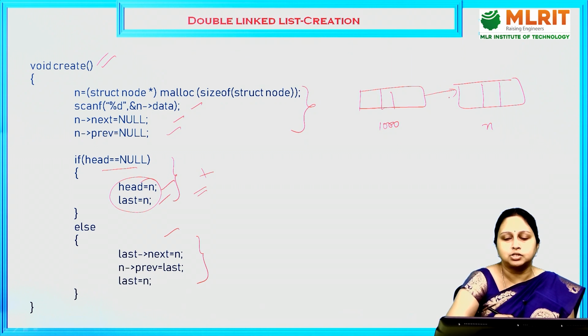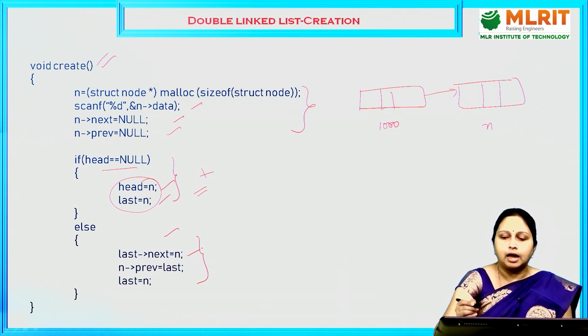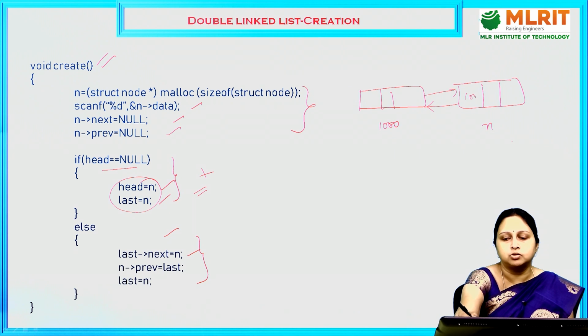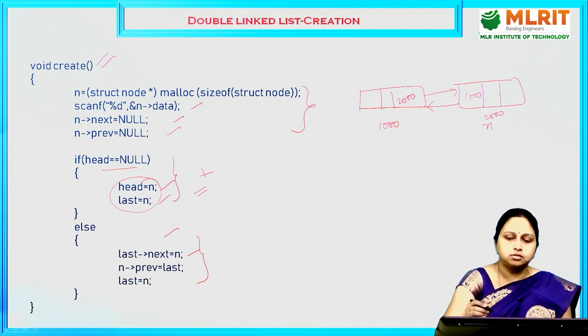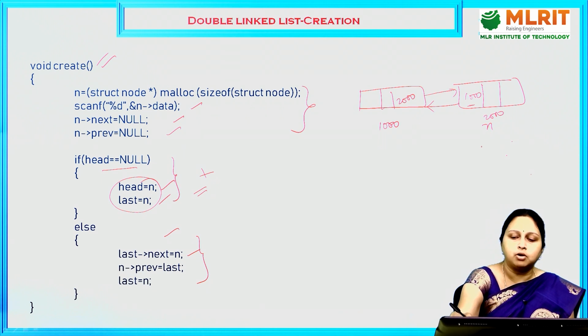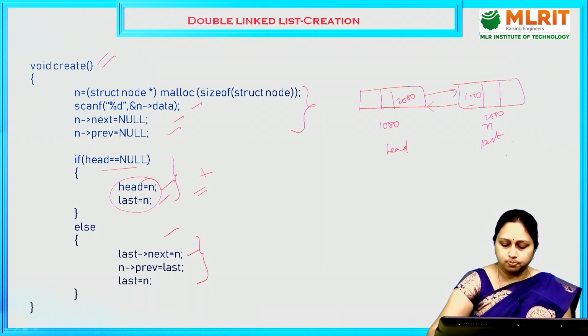First, this last has to be connected to the new node which we have created, that is last arrow next equal to n. And we need to do the previous connection also. That means here we are going to store the address of 1000, and here we need to store the address of 2000. This is done based on n arrow previous equal to last, and at the same time last equal to n. This becomes the last node and this is the head node. In this way we can perform the creation operation.